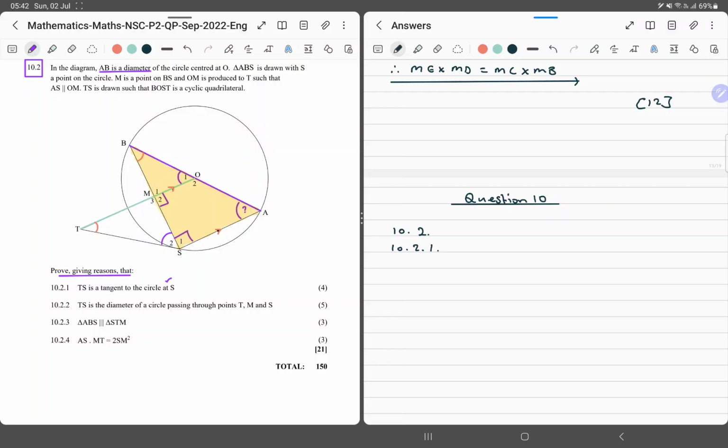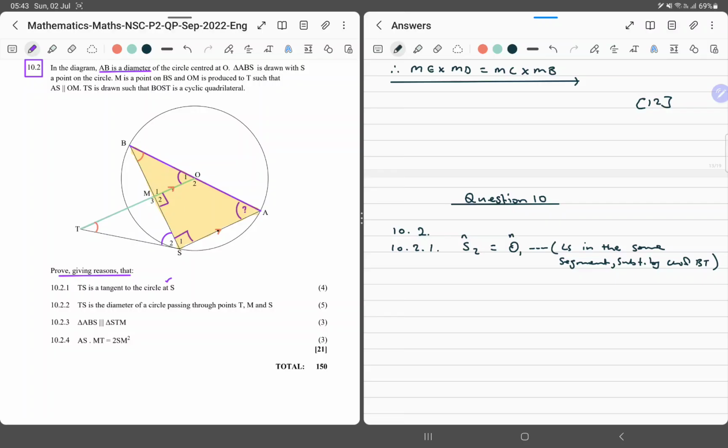So number one, we know for a fact that angle S2 is equal to angle O1. What is that? These are angles in the same segment subtended by chord BT. Because we were told that it is a cyclic quad, we don't need to overly explain.